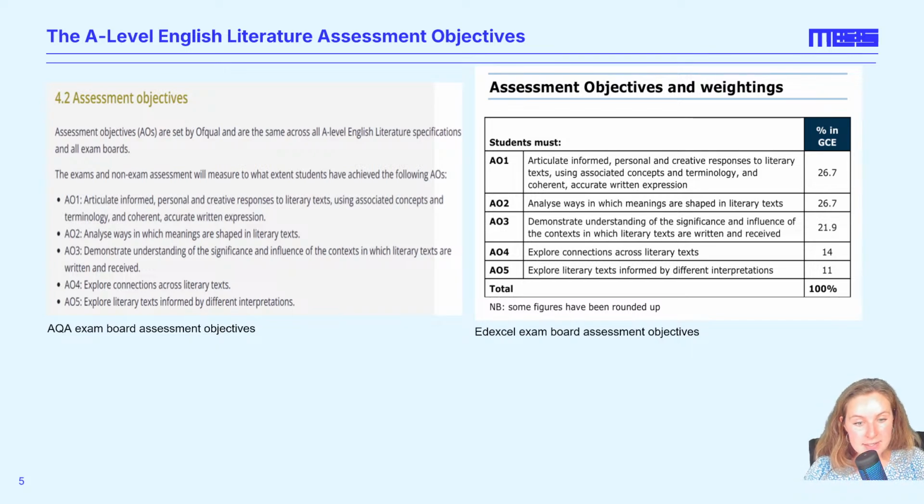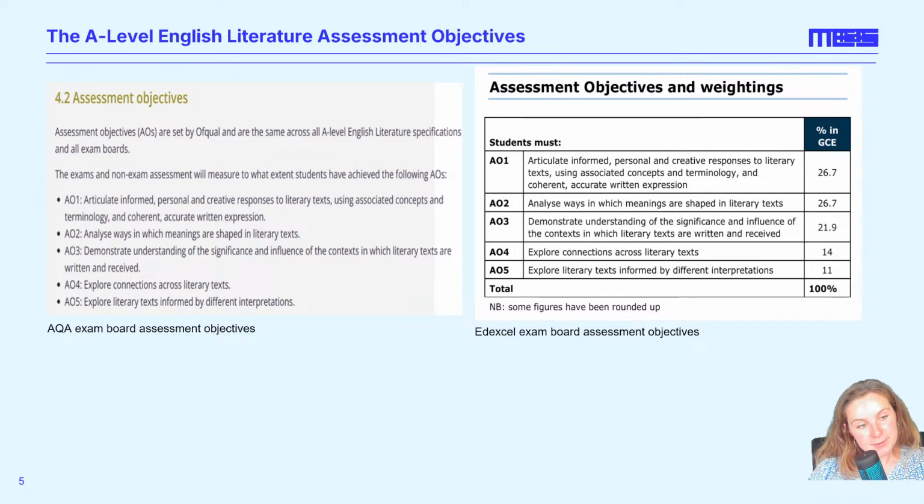The second, how meaning is shaped in literary text. So you're doing that standard analysis, your language analysis, your structural analysis sometimes as well of the text, not just looking at this one time that there is a metaphor in a text or in an extract, but rather using that to talk about the pattern across the play or the novel or the text.